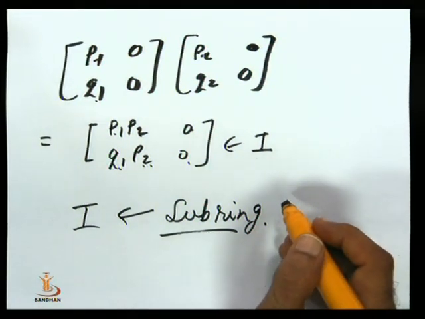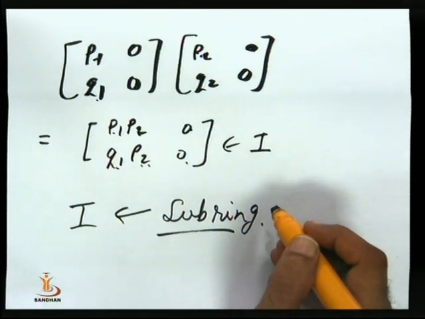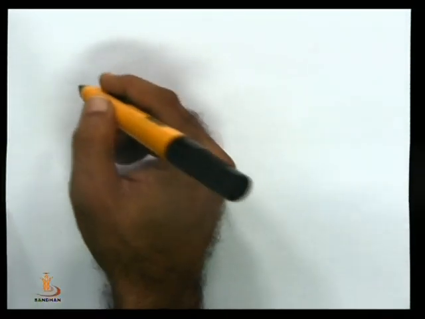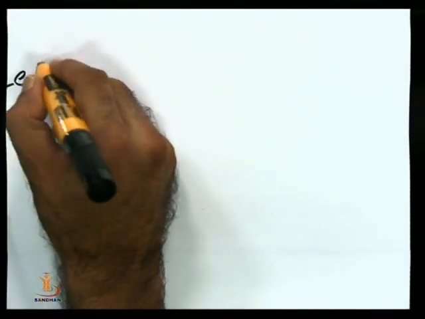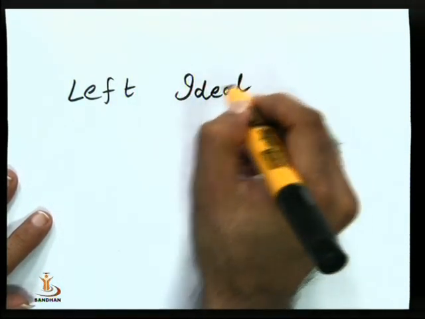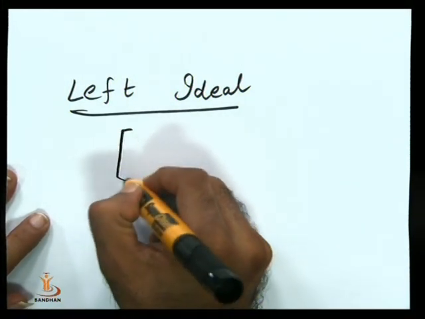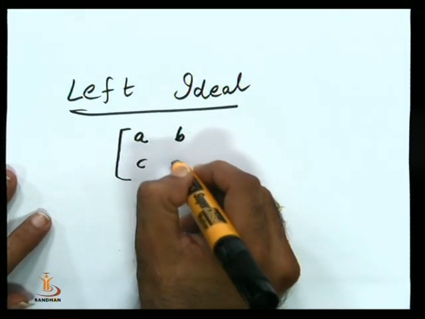If it's a left ideal as well as a right ideal, then we shall say that it is an ideal. So we'll see whether it's an ideal or not. So first we check left ideal. Let us take an element from the ring. We say A, B, C, D.